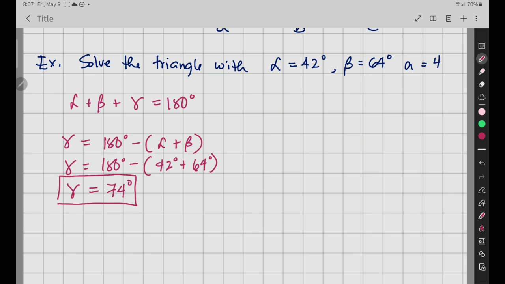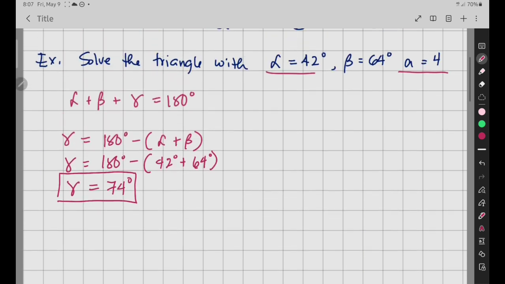Next, if you want to use the law of sines, the idea is that you need pairs. You have an angle and its corresponding side. In this case, we have alpha and side A as a pair. That means we can solve for any other side because we already have beta and gamma. So first, let's solve for side B.